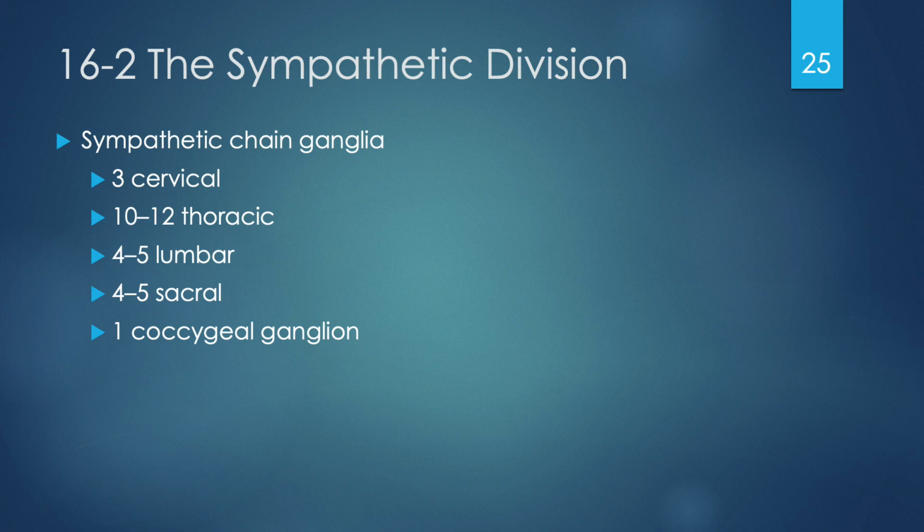Motor commands that are issued to target structures like the body wall, the thoracic cavity, head, neck, or limbs are going to be preganglionic fibers that are going to synapse in one or more of the sympathetic chain ganglia. So each of the sympathetic chains, remember there's one on each side of the vertebra, are going to contain 3 cervical, 10 to 12 thoracic, 4 to 5 lumbar, 4 to 5 sacral, and 1 coccygeal ganglion in total. Sometimes these numbers are a little bit different because ganglia that are next to each other can fuse together a little bit, so the numbers aren't exact.